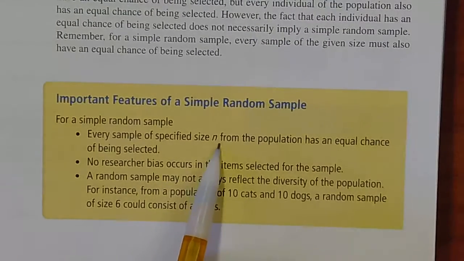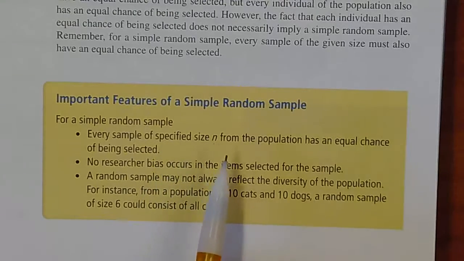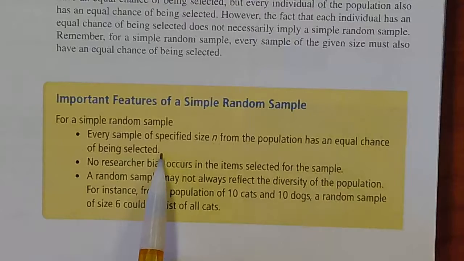Okay, so they typically use N for the sample size. So if I'm going to sample 10 kids from the school, that's the variable they're going to use for that. Okay, sample size. And every sample has the same equal chance of being selected. All right, that doesn't always end up being proportionate. So that's an important thing to remember about simple random samples.